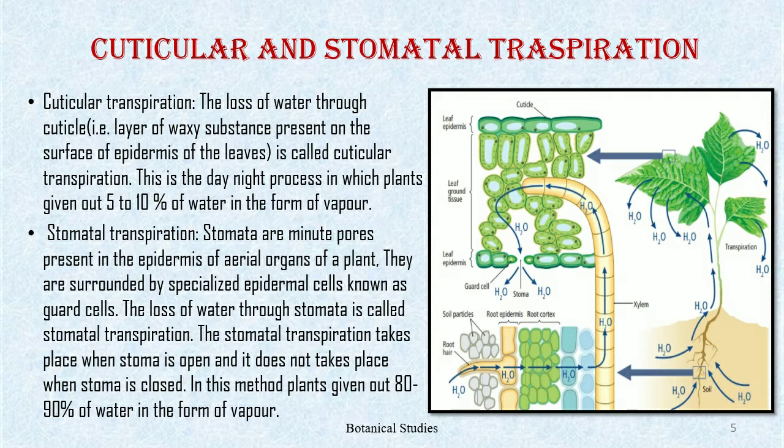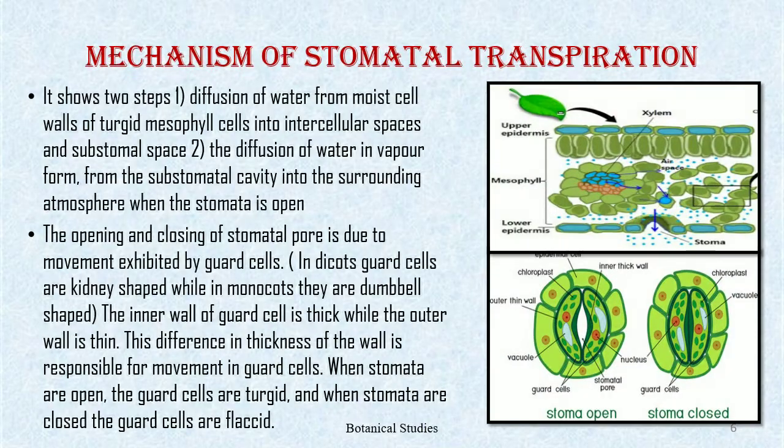Stomatal transpiration. Stomata are minute pores present in the epidermis of aerial organs of a plant. They are surrounded by specialized epidermal cells known as guard cells. The loss of water through stomata is called stomatal transpiration. Stomatal transpiration takes place when stomata are open, and it does not take place when stomata are closed. In this method, plants give out 80 to 90% of water in the form of vapor.